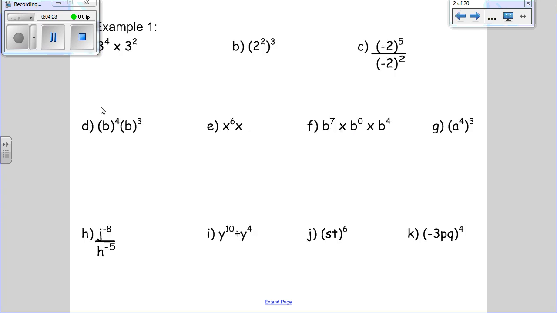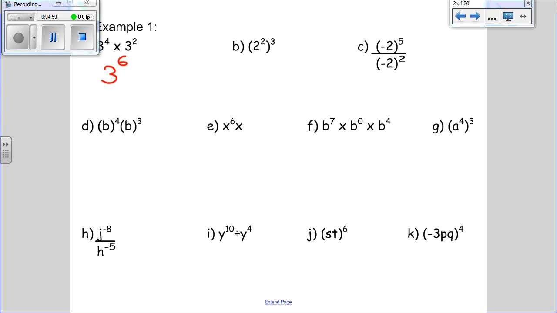Practicing. You can do it on your own. Give it a shot and see what you can do. Try to simplify all these things into single powers. Don't worry about evaluating them, like actually figuring out what the numbers are. Just try to write them as single exponents. For this first one, I have 3 to the power 4 times 3 to the power 2. I add the exponents because it's multiplying, so it's 3 to the power of 6. So try your absolute best.